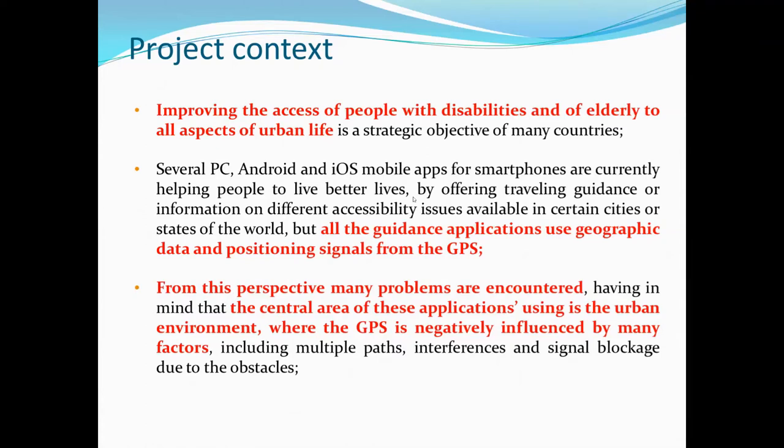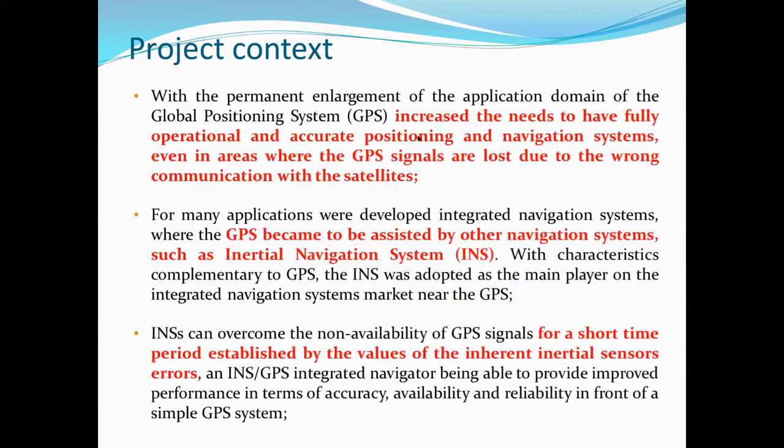We know that all these guidance applications use geographic data and positioning signals from the GPS. Once we use the GPS signals to have a position of this kind of people, we have some problems because all these applications are used in the urban environment where the GPS is negatively influenced by many factors like multiple paths, interferences, and signal blockage due to the artificial obstacles, buildings, and other obstacles.